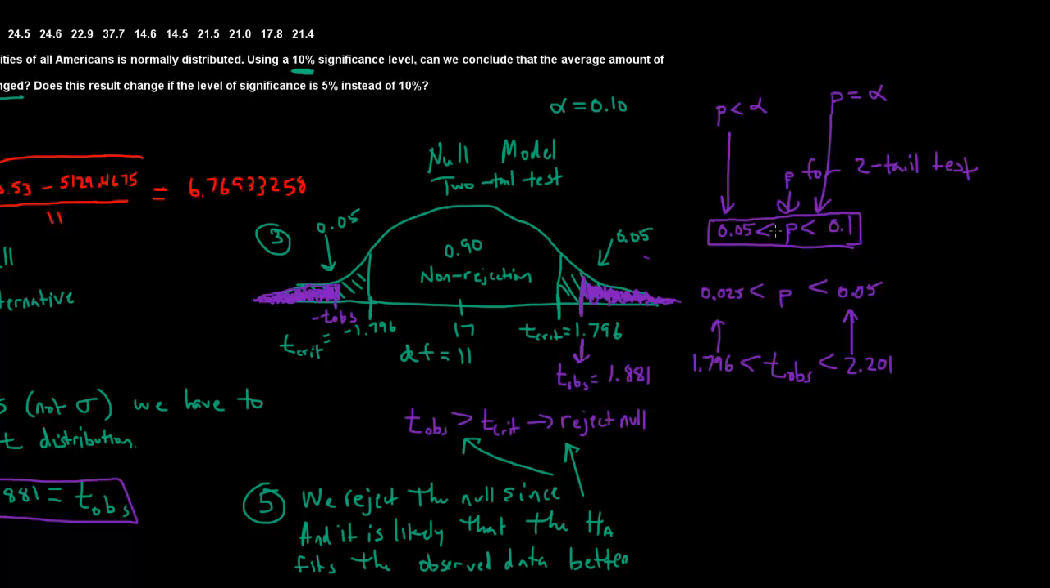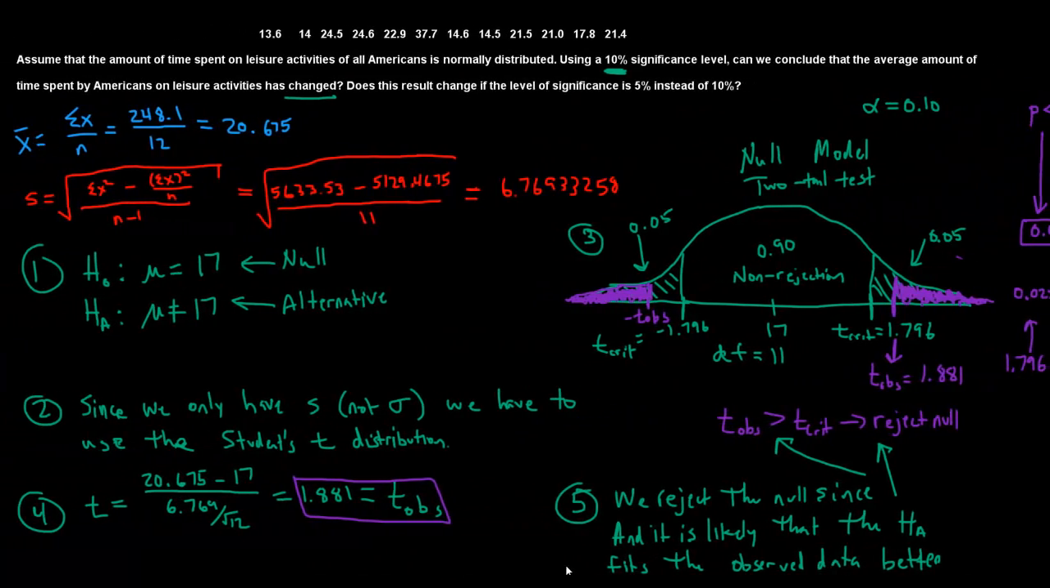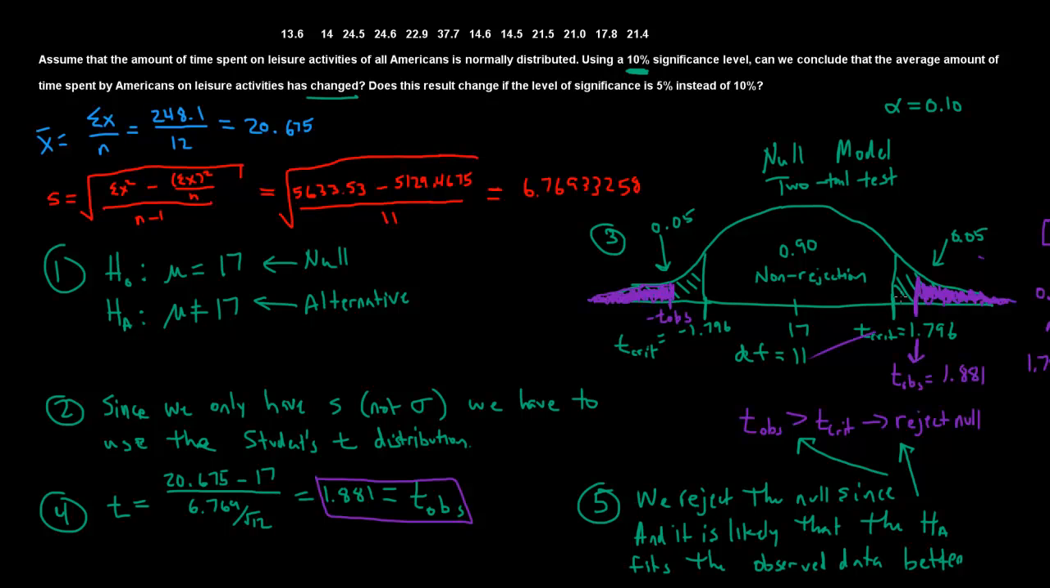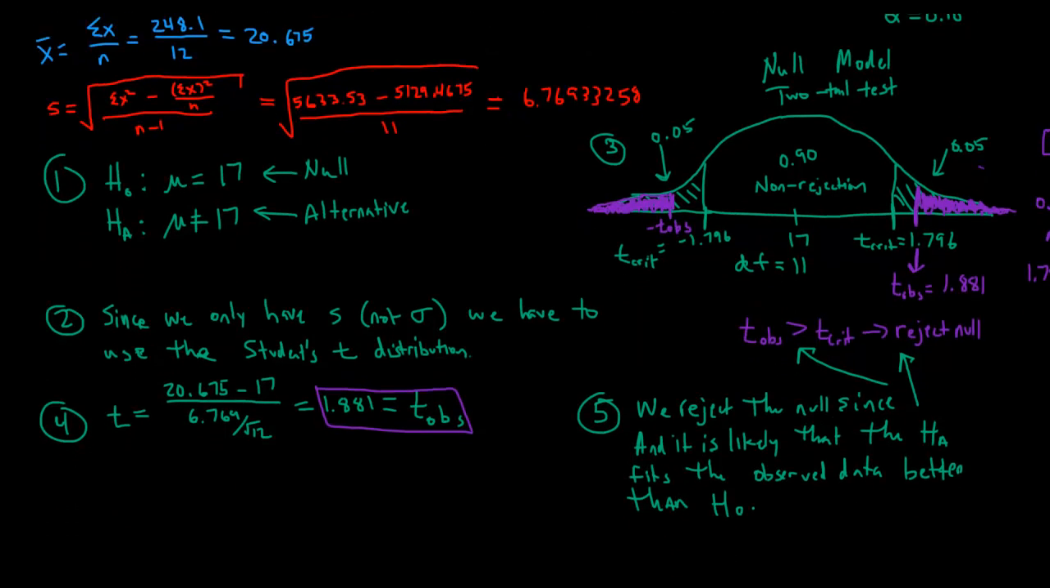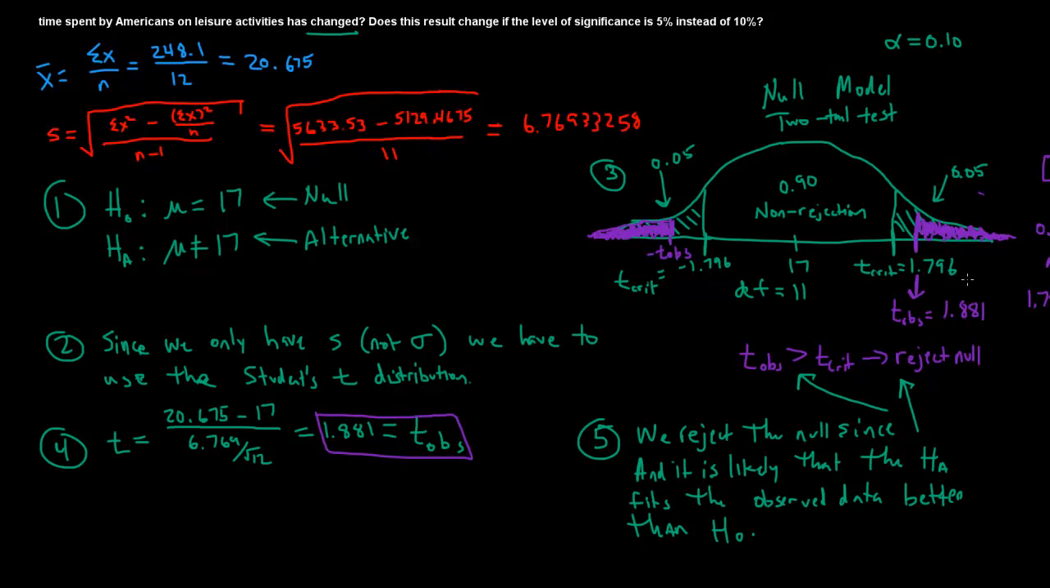All right. So since we decided to reject the null, what that means is that probably the null model is not good at describing the sample we found. The mean we found of that sample is not very likely to happen if the null model was true. So we reject the null, and we conclude that the alternative hypothesis fits the data better.